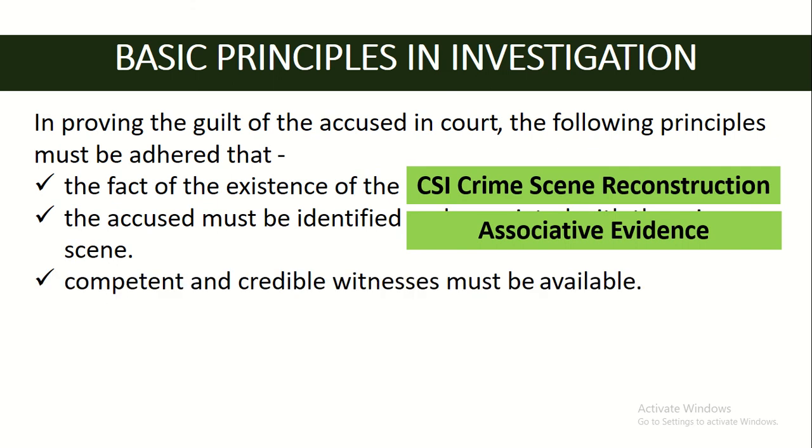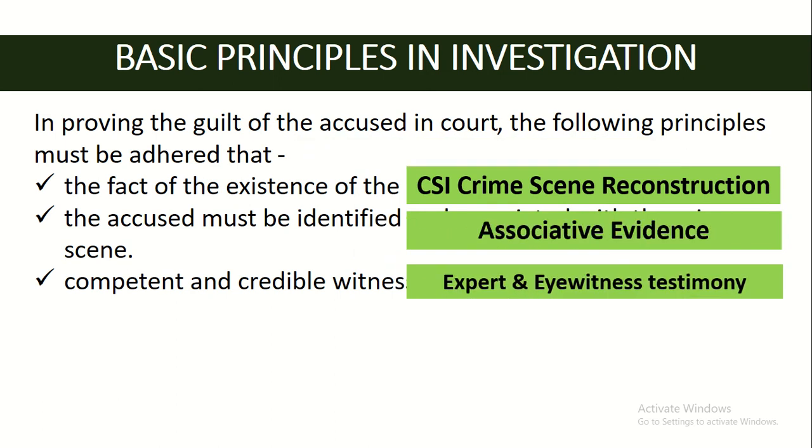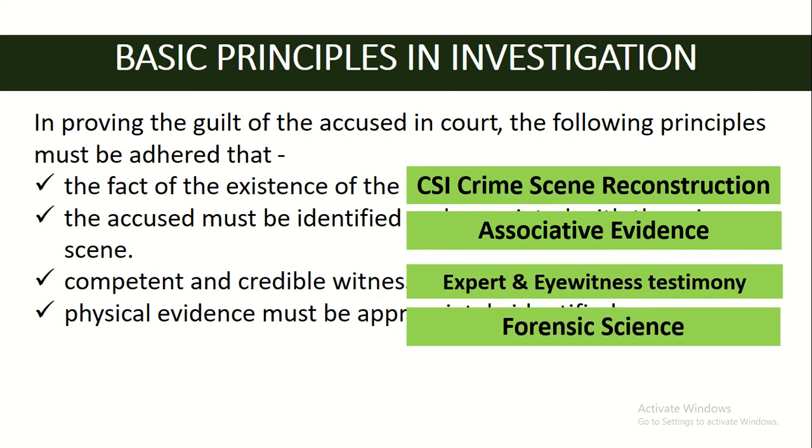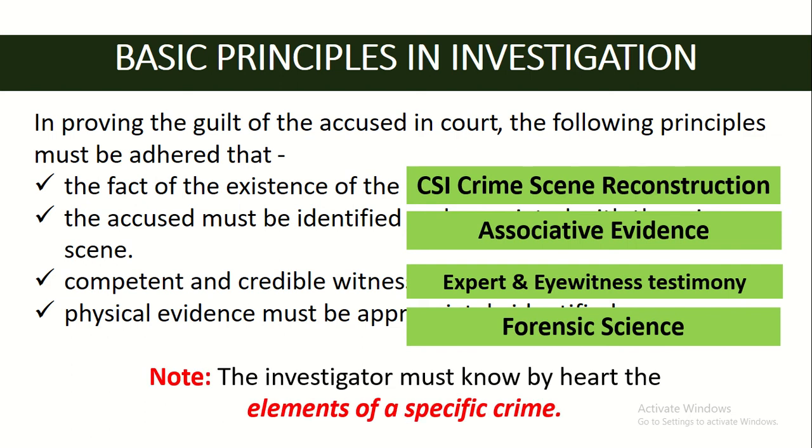Another principle is that a competent and credible witness must be available. And through the help of an expert and eyewitness testimony, we can ensure that suspects may be identified through this competent and credible witness. Another is that physical evidence must be appropriately identified, and with the help of forensic science, we can surely treat those evidences properly. It must be noted that the investigator in conducting investigation must know by heart the elements of a specific crime in order to ensure the winning of the investigation as well as its prosecution in court.